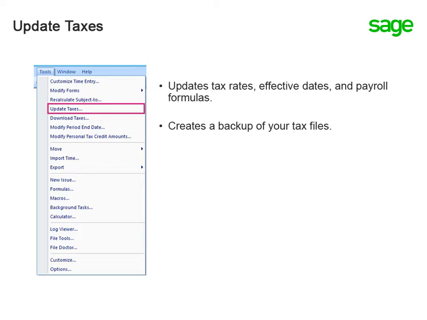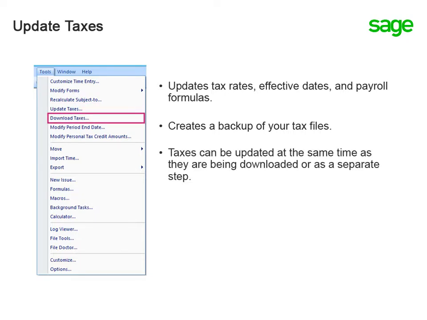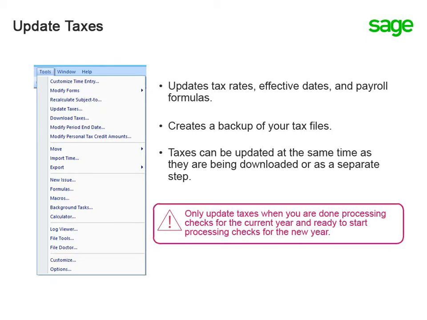If I don't download the taxes until I'm ready to use them, can I download and update the taxes at the same time? You can. You can choose to update taxes with the Download Taxes command. But remember, once you update taxes, the changes are effective the very next time you process payroll, regardless of the effective date on the tax table or the date on the check. Okay. Only update taxes when I'm ready to use them. Can we see how this works now?